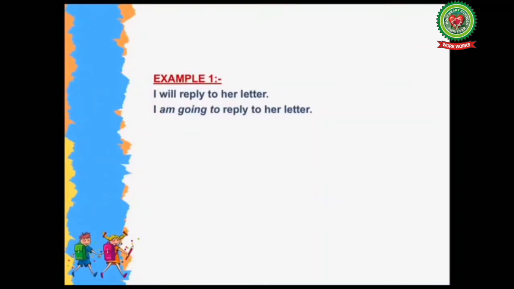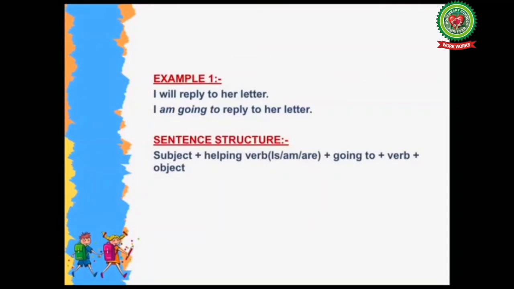What we have to do here is simply replace will or shall with the helping verb, that is are, plus we have to add going to, and the rest of the sentence will remain the same. See the sentence structure for this. That is subject plus helping verb, that is are, plus going to plus verb plus object.